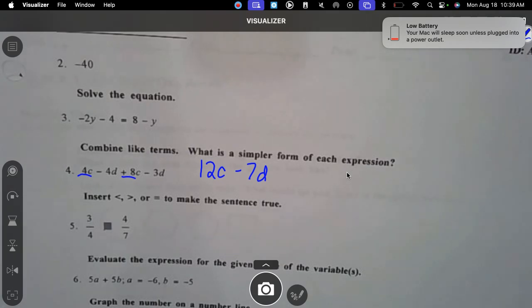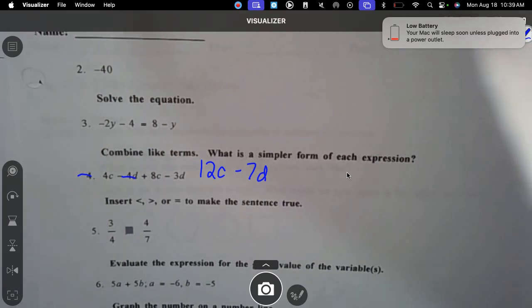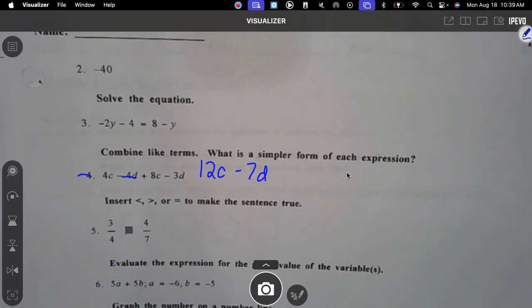Did we do 3? No, we're skipping 3 just because of time. I'm about to do number 5. It is also on there. Easy. Just put the greater sign, less than sign, or equal.